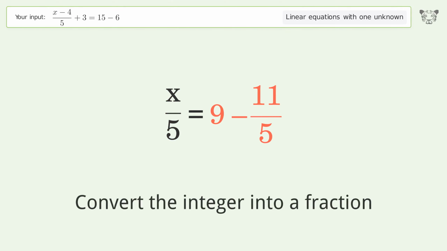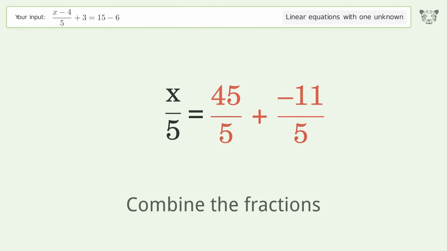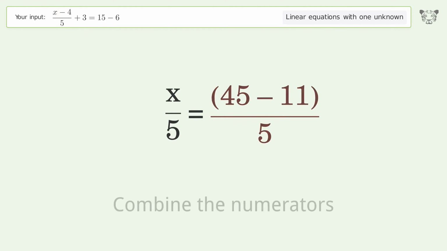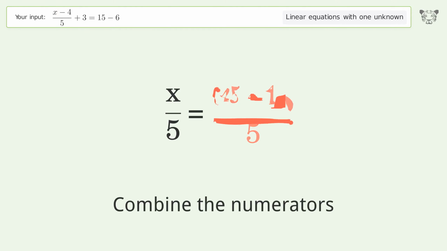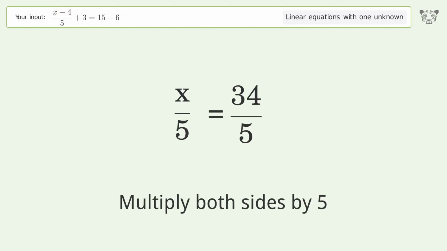Convert the integer into a fraction. Combine the fractions. Combine the numerators. Isolate the x. Multiply both sides by 5.